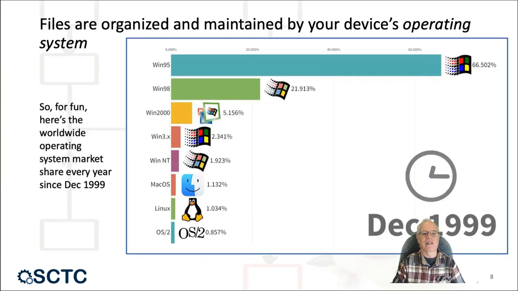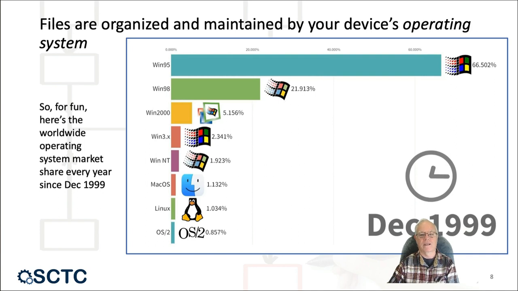So I thought it'd be interesting. The thing that your device runs, whether it's a PC or a phone or a Mac, is an operating system. And the operating system keeps track of everything. It keeps track of who's using the computer and what's on it and all that sort of thing. So I thought it'd be interesting to look at the market share by operating system type since December of 1999. So this little video will go through that.